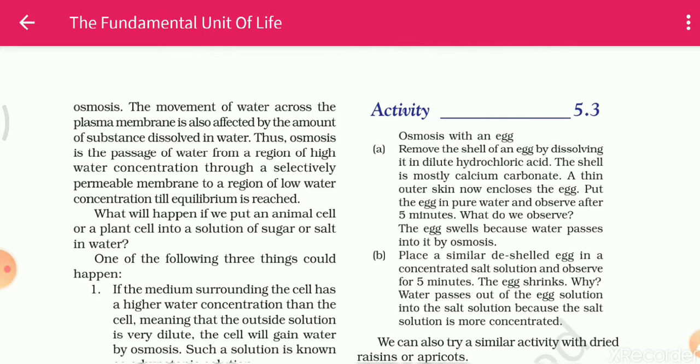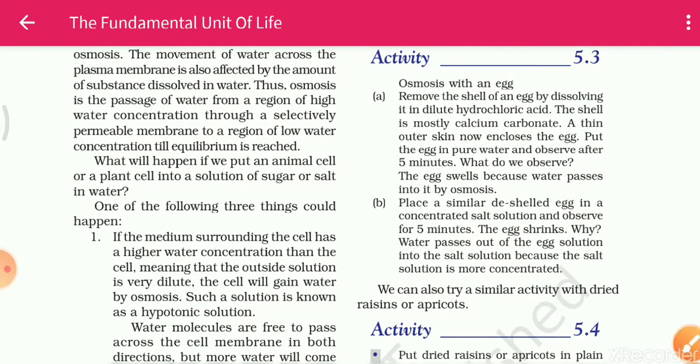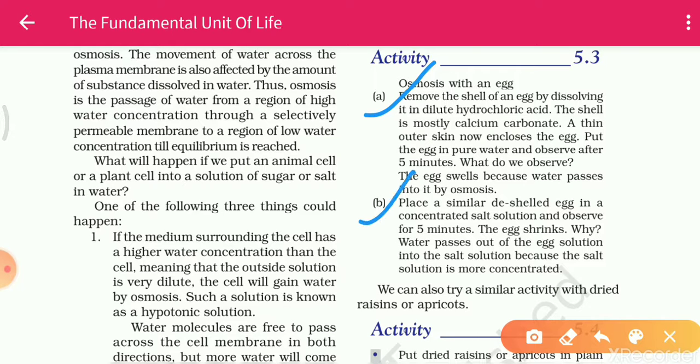Let's continue our chapter, The Fundamental Unit of Life. In this video, I will explain activity 5.3, and this activity is based on the osmosis process. Let's start now. Here two points are given. First is this one and second one is this one, but both depend upon the osmosis process.